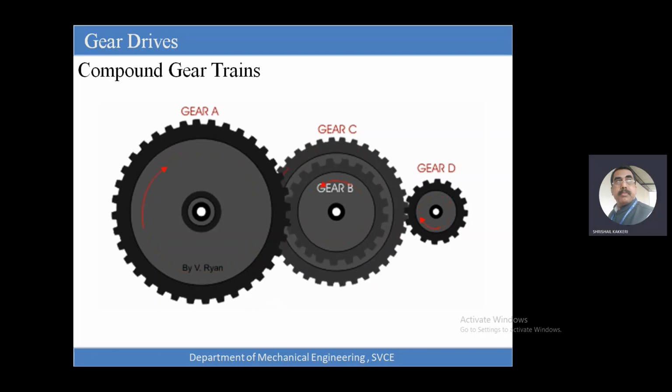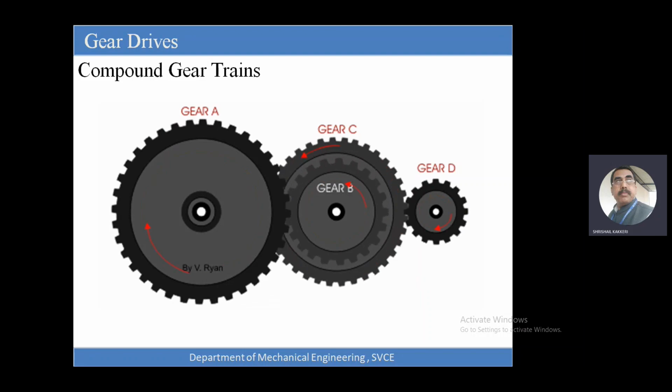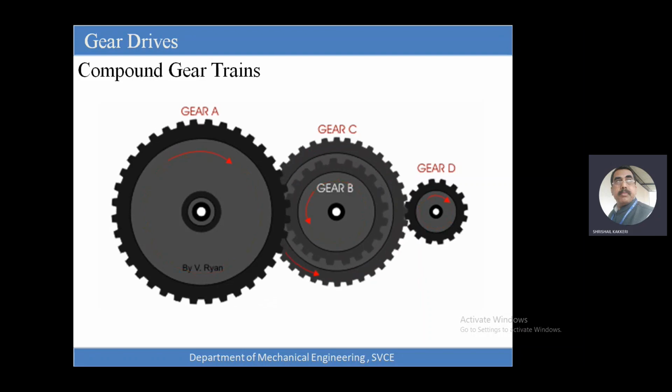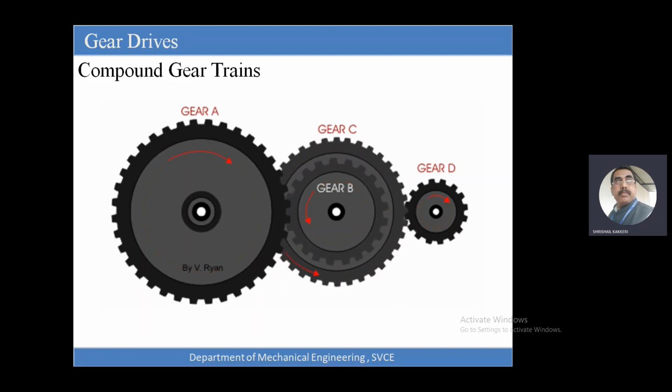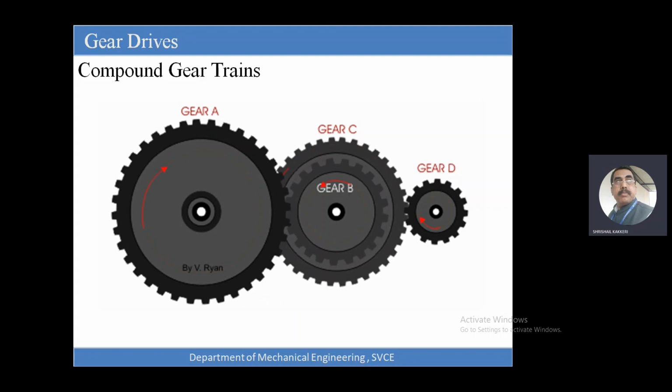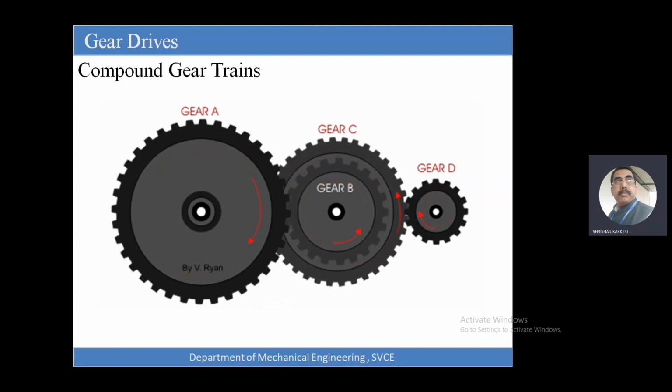Counter. You should have this idea. Now this will be represented by clockwise, this will be counterclockwise, and this will be clockwise. Just have a small idea about this. Now please look here. I have shown the arrow mark. Gear A is rotating in the clockwise direction.